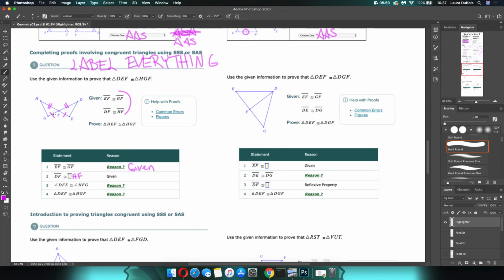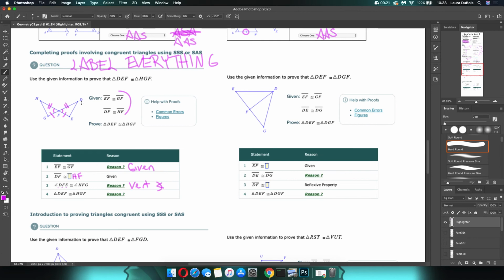Next, we don't know necessarily what we're supposed to do. We have 2 sides, but what else? But they give a hint away. You have angle DFE congruent to angle HFG. Hey, what kind of angles are those? Those are vertical angles, and vertical angles are always congruent.